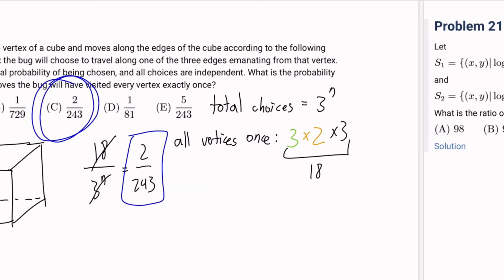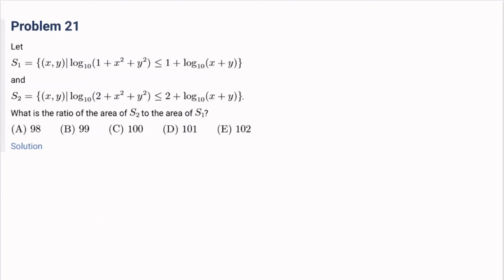It's C. Number 21, let S1 equal this and S2 equal this. What is the ratio of the area of S2 to the area of S1? Okay, so S1 and S2, they are both shapes. And first of all, let's look at this one. Yeah, let's just do that in black.